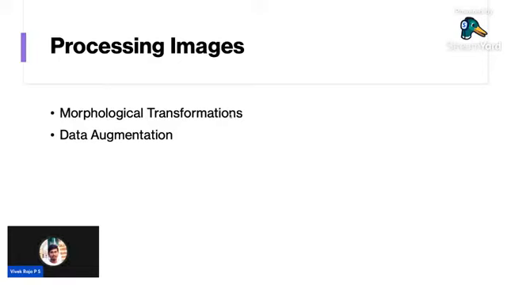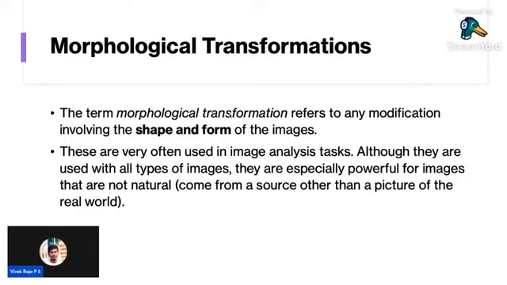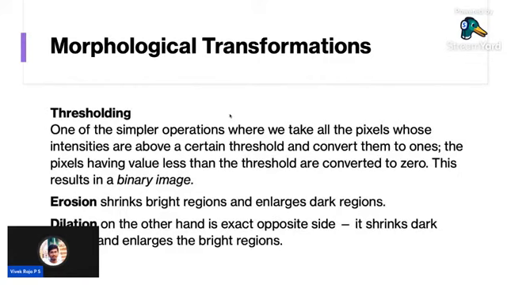So let's try to understand pre-processing images, and it falls under two categories. One is morphological transformation and one is data augmentation. So what does morphological transformation look like? Morphology involves shape and form, so morphological transformation implies that you modify the shape and form of an image. There are a couple of ways to do it. One is thresholding. You keep a particular threshold of the pixels, and whatever is above that threshold is converted to 1, and below it is converted to 0. So obviously this will result in a binary image.